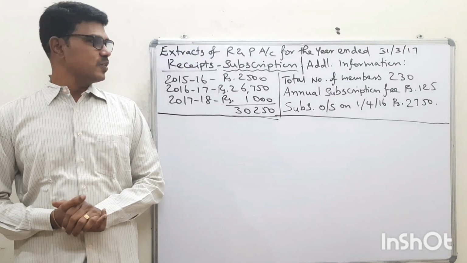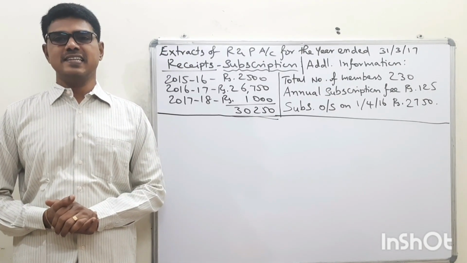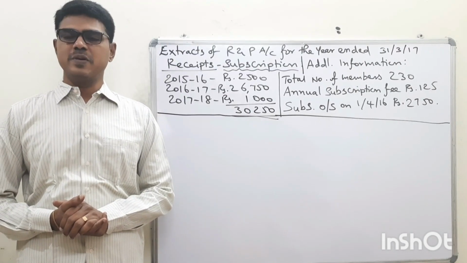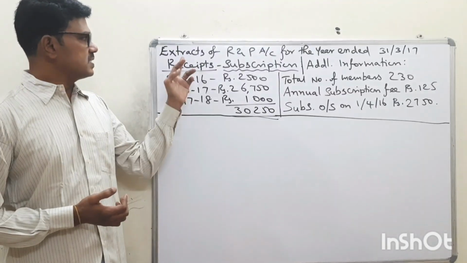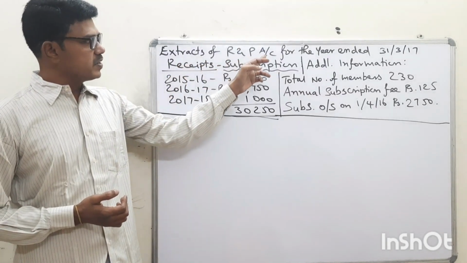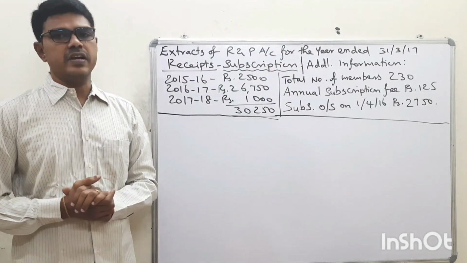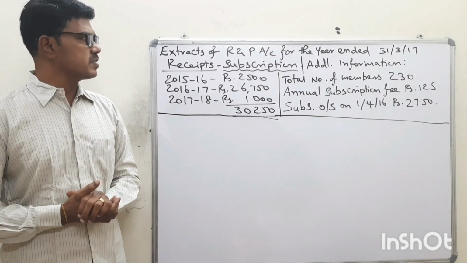Hi everyone. In today's class, I am going to work out another problem in not-for-profit organization for calculating income from subscription to be shown in the income and expenditure account. Let me read out the problem first. Extracts of receipts and payments account for the year ended 31st March 2017. They have given some details from the receipts and payments account.